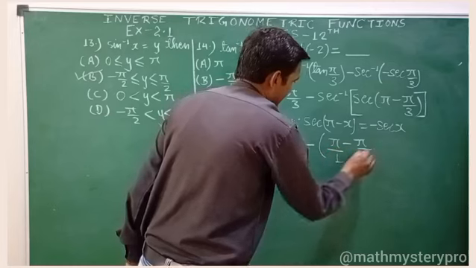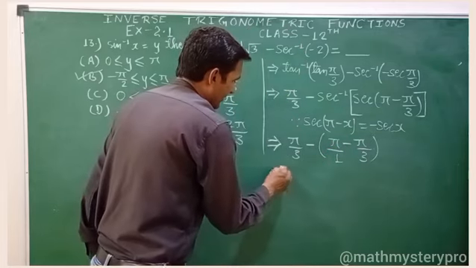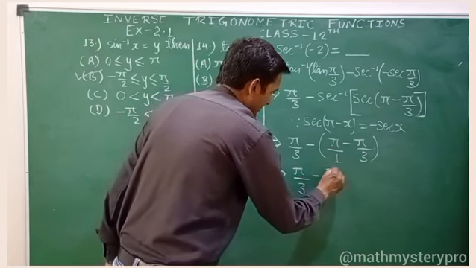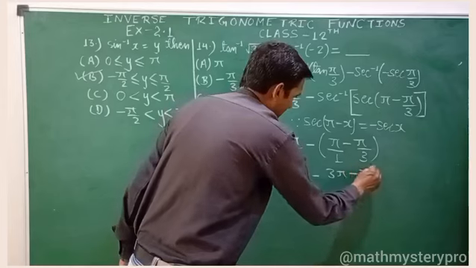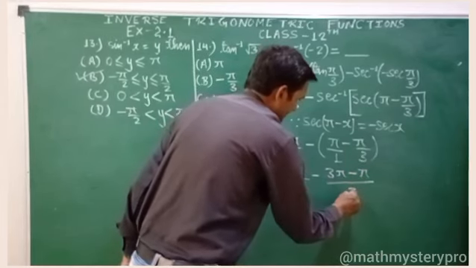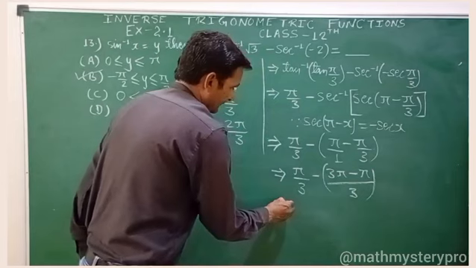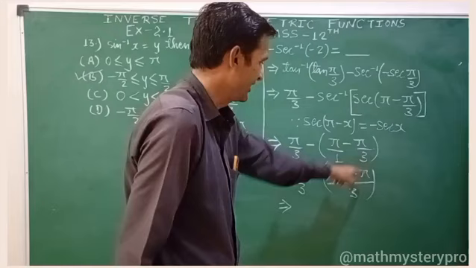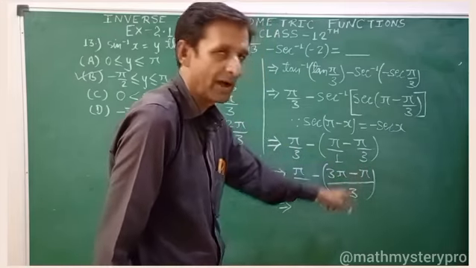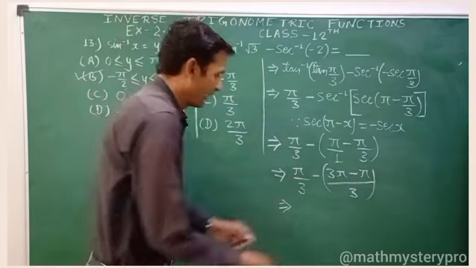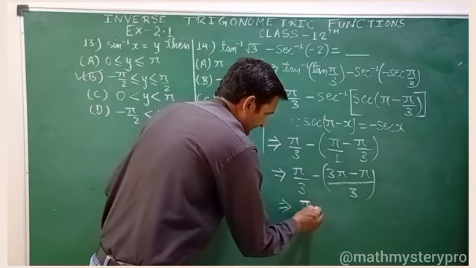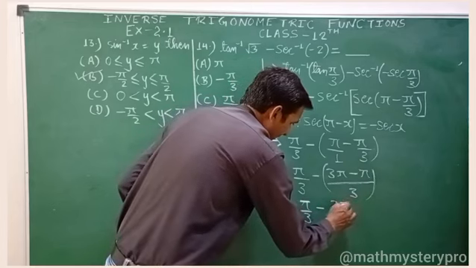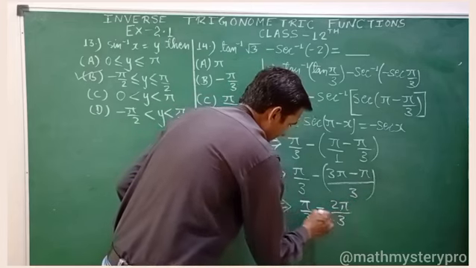After taking LCM, it will be pi by 3 minus 3 pi minus pi by 3. After taking LCM, 1 and 3 LCM will be 3. So that's why it is 3 pi minus pi by 3. So it is 2 pi by 3. So pi by 3 minus 2 pi by 3.